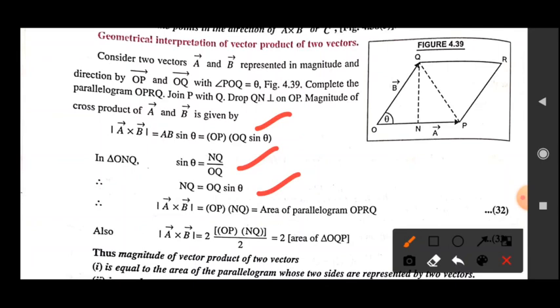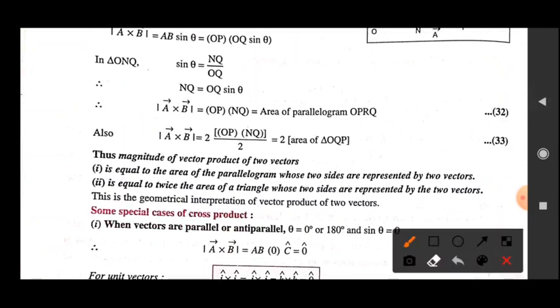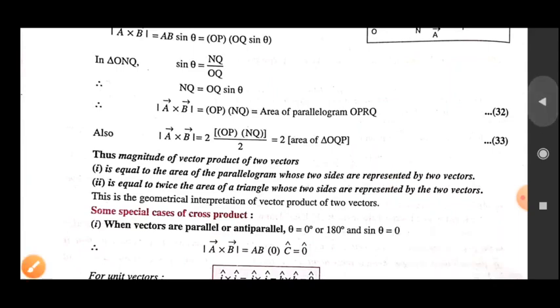The area of a parallelogram is equal to the product of adjacent sides. We can also write the area in a different way, as 2 times the area of triangle OQP. So this is a very easy method to apply.